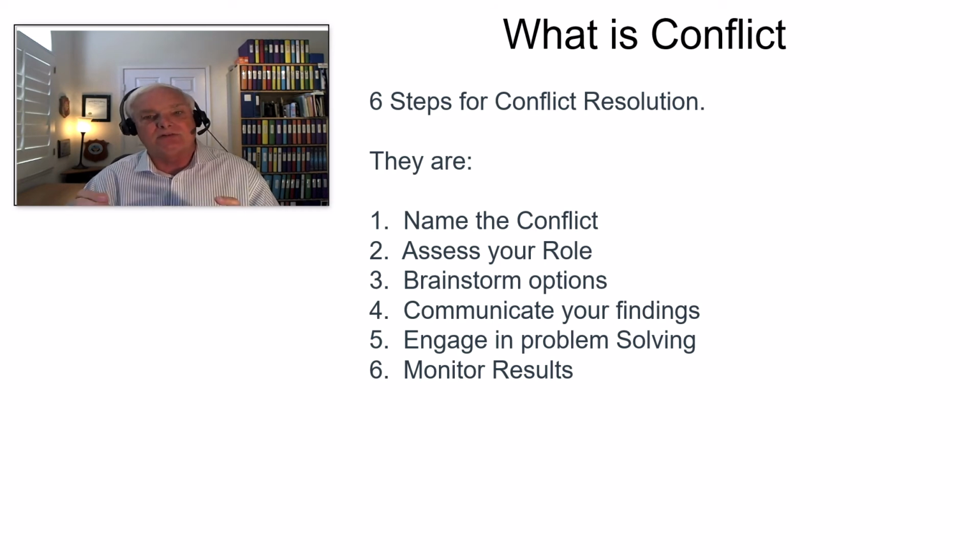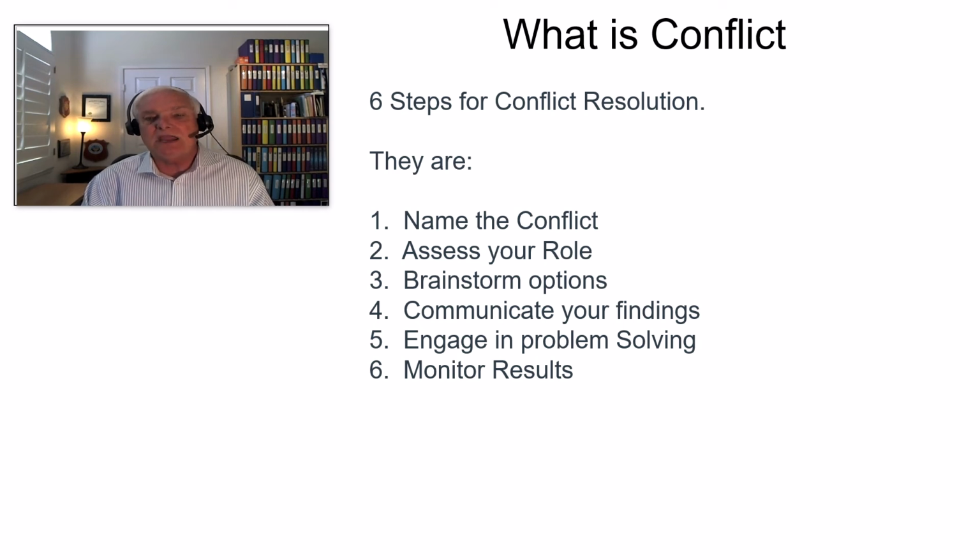Now, there's six steps for conflict resolution, and they are typically known in almost all processes. So these are for conflict resolution. How do we get rid of conflict? You have to name the conflict. First, you have to identify it. Then you have to assess your role. What is my role? What is your role? What are the roles? Assess those roles. Then you would brainstorm options that are available for you. What is it we could do?